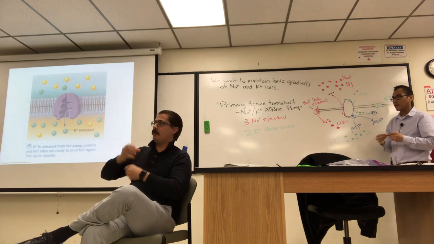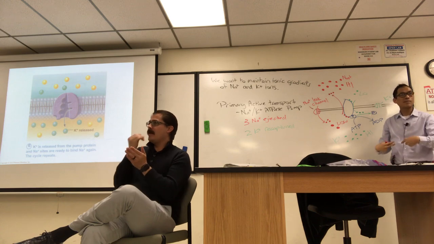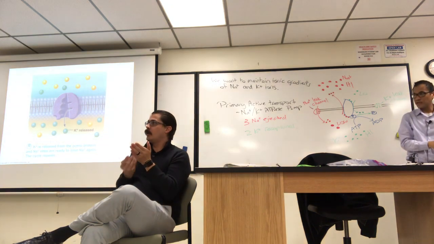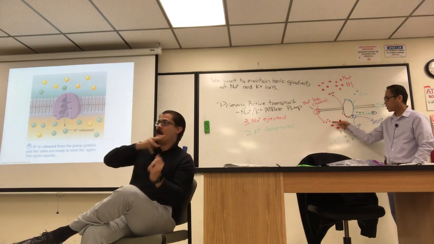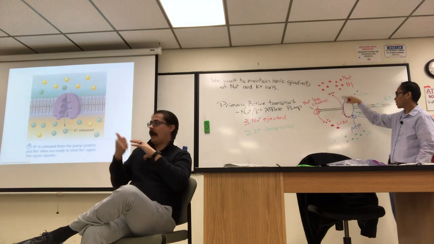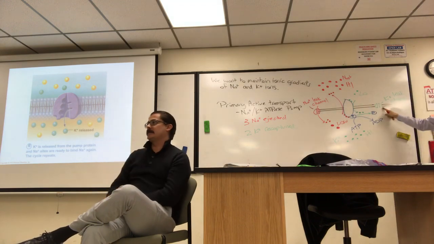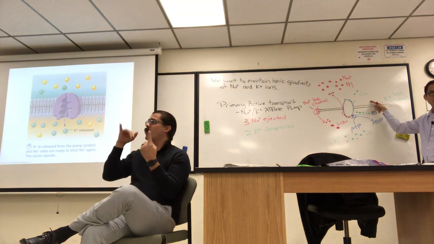It's kind of like two guys fishing in a boat. There's a hole in the boat. Water's coming in. So one guy's fishing, and says to the other guy, hey, you take a bucket and bail out the water. That's like the sodium getting in, and you just throw it back out, right? So that's the sodium. Now, what about for potassium? How's the leak going to be? It's going to leak from high to low. It's going to leak out.